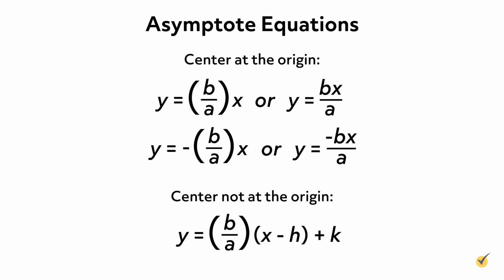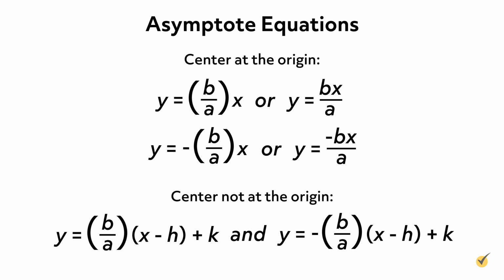Y equals b over a times x minus h plus k, and y equals negative b over a times x minus h plus k. We don't actually need to find the asymptotes to find the equation of our hyperbola, but there's actually one more important variable we need to be able to find, and that's c, which is the distance from the center to the focus points.